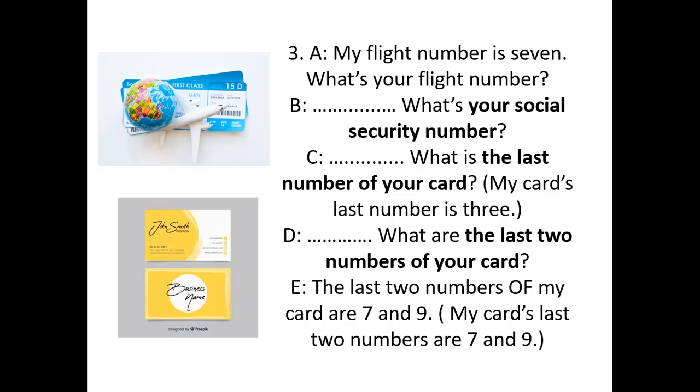What are the last 2 numbers of your card? The last 2 numbers of my card are 7 and 9. Or they are 7 and 9. Yes. This is important here. What are the last 2 numbers of your card?